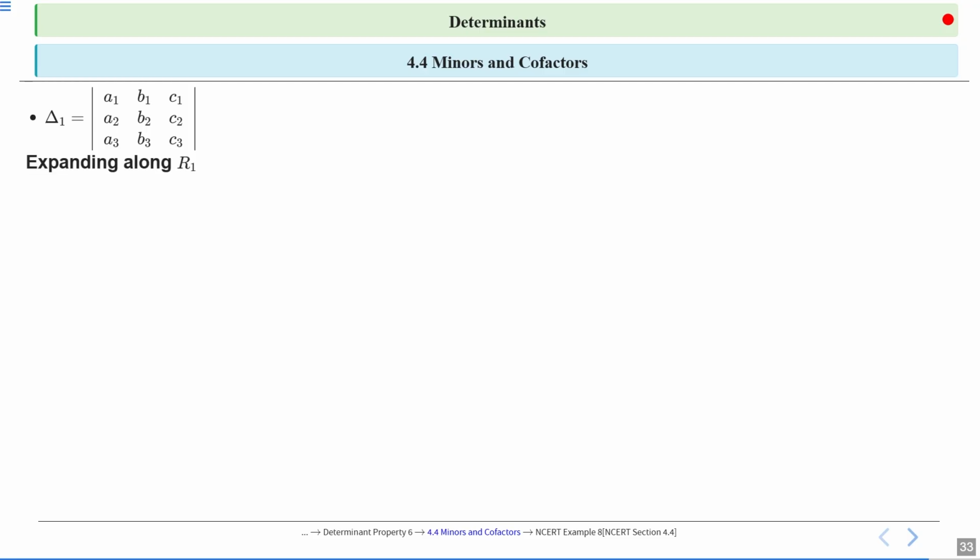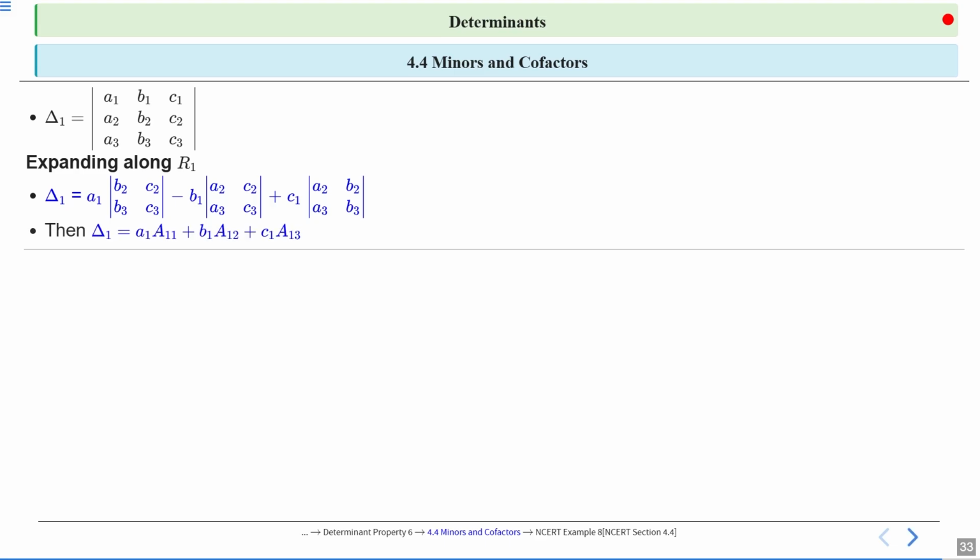So when we expand along R1, we get A1 into, here we can see B2 C2 B3 C3 is the minor M11, and the second term minor M12, and for the third term minor M13. When we combine with negative and positive signs, we get the determinant as A1 into A11, plus B1 into A12, plus C1 into A13.